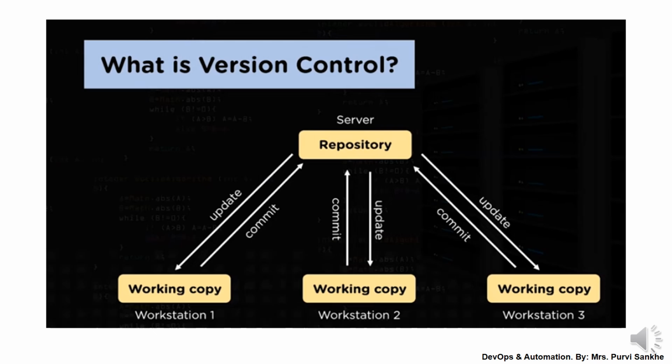So this diagram shows that each developer works on their own working copy on their own computer, that is workstation 1, 2 and 3. When a developer makes changes, they use commit to send those changes to the central repository. When another developer wants the latest updates, they update their working copy from the repository. This way all the developers can work at the same time, share their changes with each other, and always stay in sync. So this is how version control works.